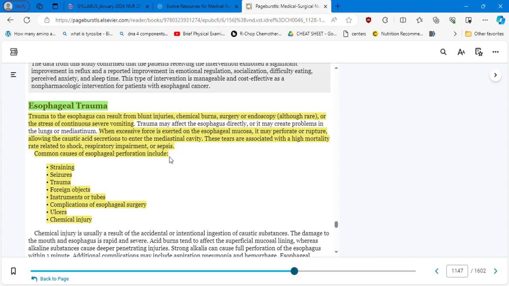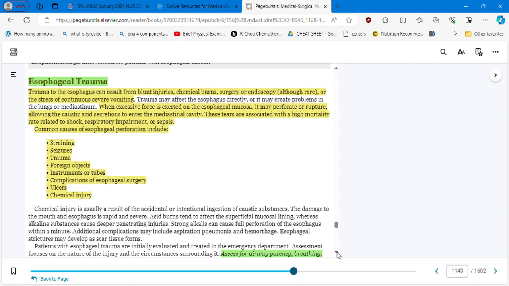Common causes of esophageal perforation include straining and seizures. Why seizures? Because sometimes healthcare workers are introducing objects into the mouth when the patient is having a seizure. Or maybe the patient is falling, and there is a trauma based on where the patient ends up on the floor. Other causes: trauma, foreign objects, instruments or tubes, complication of esophageal surgery, ulcers, chemical injury.